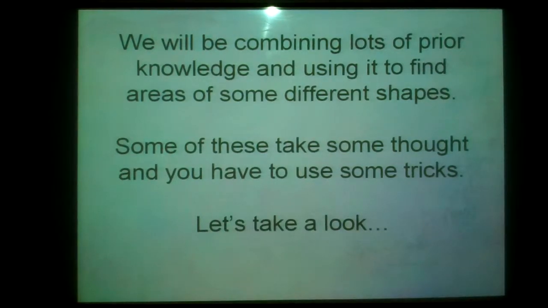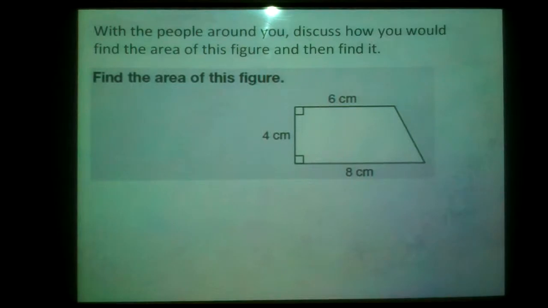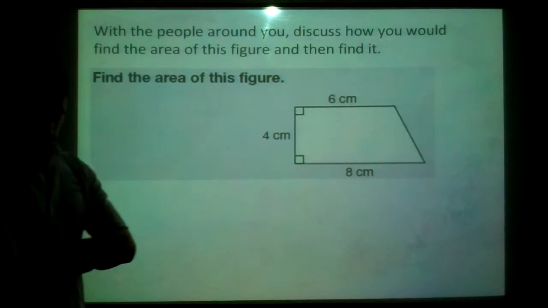And just as a note, we are going to be using lots of prior knowledge, which I basically just pointed out. And we're going to use it to find the areas of different shapes. And some of these take some thought, and we have to use some tricks. We're going to take a look at 3 main examples here. Okay. So in class, we're going to work with the people around us, discuss how we find the area of this figure, and then find it.